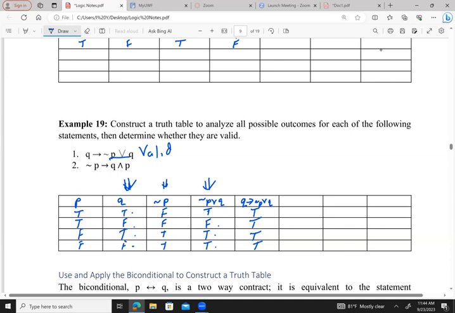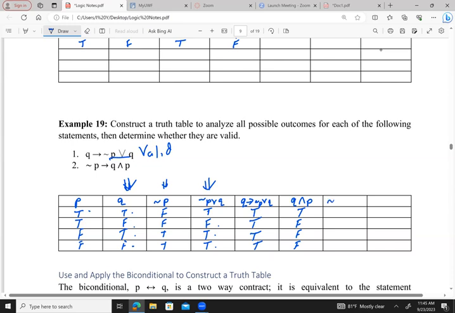Now looking at what we have here, I have not P. I have Q and P. I need Q and P. So Q and P, that means they both have to be true. Only one time that's true, and that's right here. And the rest, it is not true.